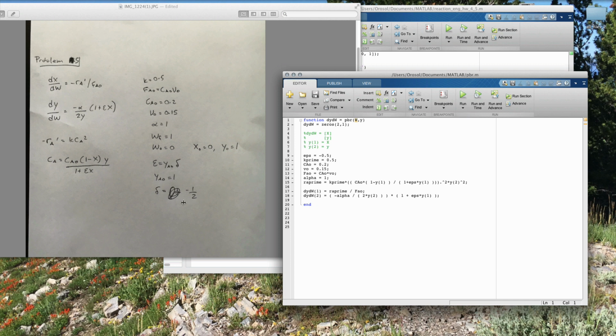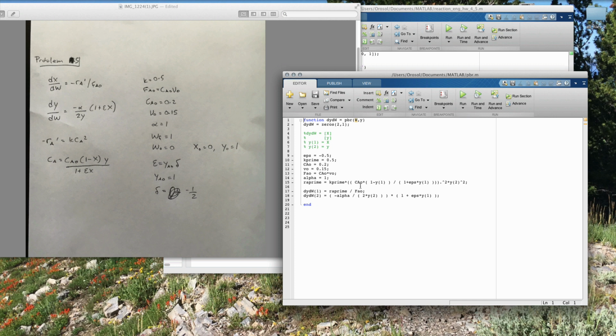Yeah, that's minus 0.5. K prime is 0.5, CA naught is 0.2, V naught is 0.15. We know that FA naught is equal to CA naught multiplied by V naught. Alpha is equal to 1. And then I put in the equation for RA prime. So that was equal to K CA squared.